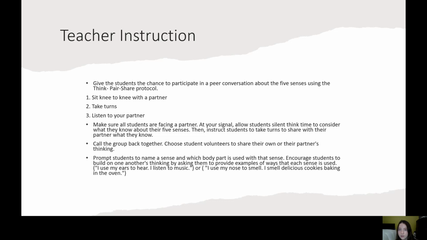And at your signal, you're going to allow the students some silent think time to consider what they know about their five senses, and then instruct students to take turns to share with their partner what they know.